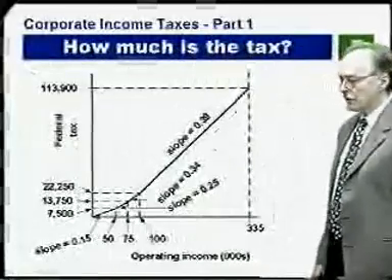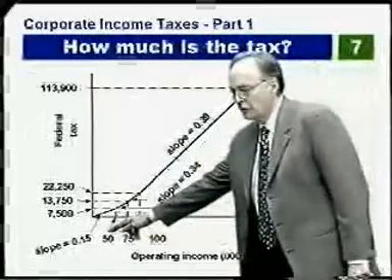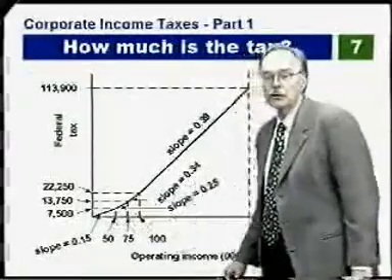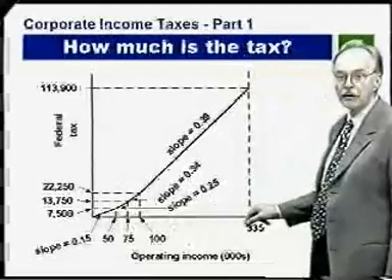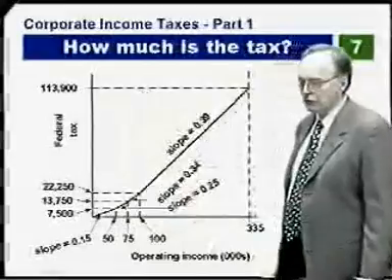Here we see graphically the same situation. A small company might be operating down here in this first segment, where the slope of the graph is 15%. We see on the horizontal axis the taxable income. We call that operating income in this lecture. And on the vertical axis, we see the total federal tax.